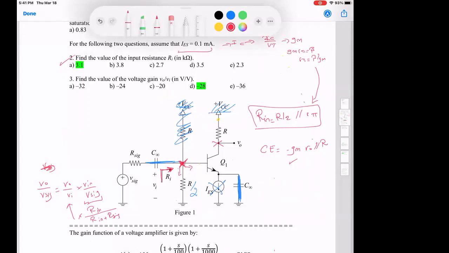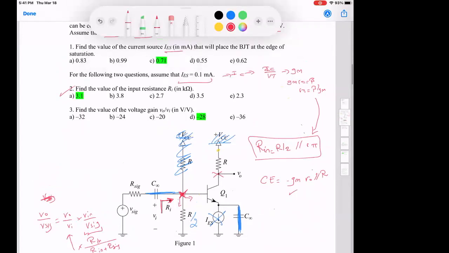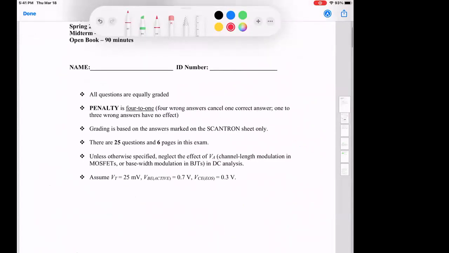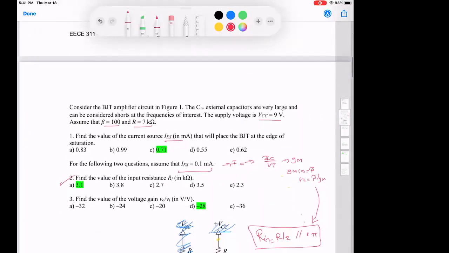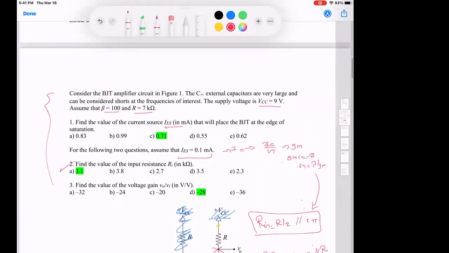Professor, I got lost a bit when you said about RO, that as it's not given, we just assume it's infinite. Here I think in the given, unless otherwise specified, neglect the effect of VA, the channel length modulation in BJTs and MOSFETs in the DC analysis. But here I don't think they gave us RO even, so we will assume that VA is infinity and RO is infinity, right? If you don't see it in the problem, assume it's infinite.